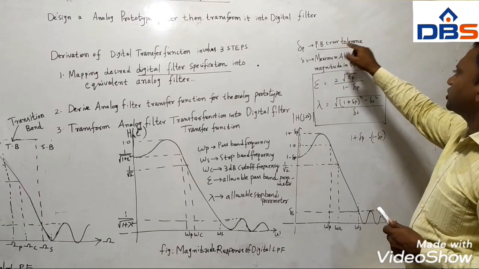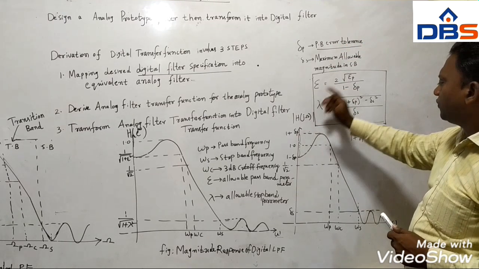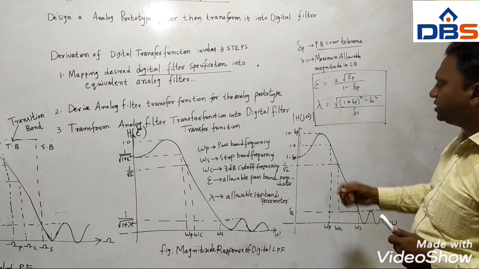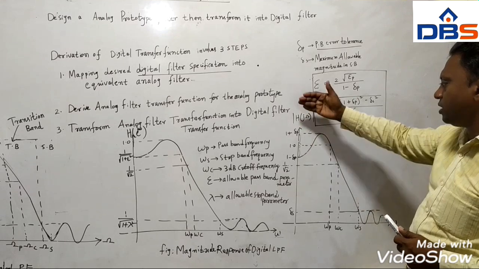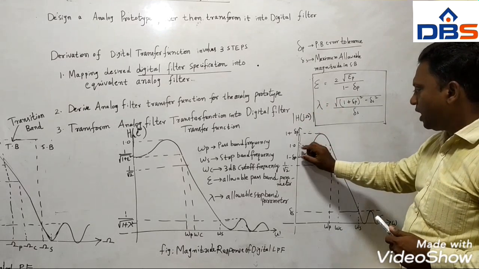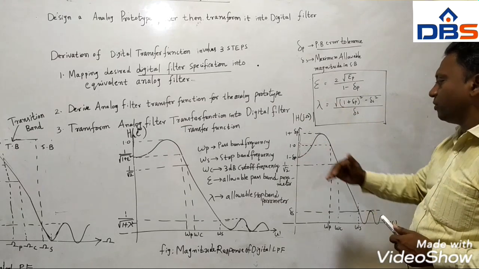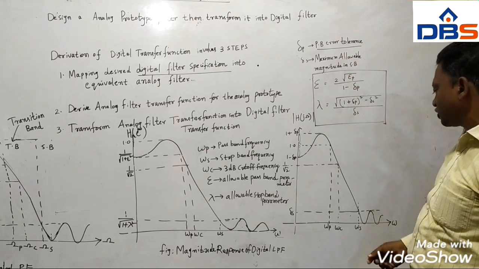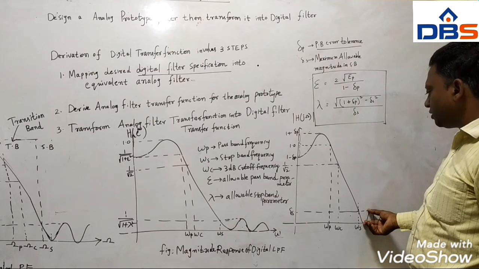Delta p means pass band error tolerance. Up to this you can tolerate it, and after that you cannot tolerate the magnitude. This is the allowable pass band error above the maximum value of 1, and this is the allowable pass band error below the maximum value. Delta s is the maximum allowable magnitude in the stop band, which means this is the maximum value that you can allow in the stop band.